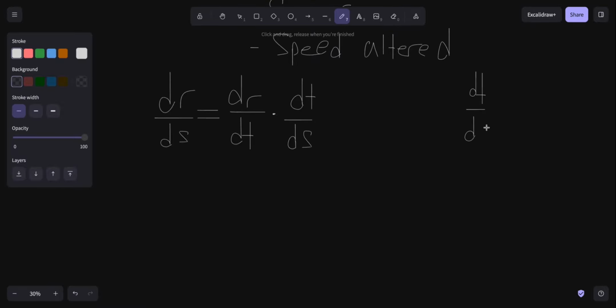dt over ds. Let me just flip that fraction real quick. All right, I know that's not really a fraction, but let me just flip it. So instead of dt over ds, I'm just going to write it as 1 over ds over dt. So I know that dr over ds is going to be equal to dr over dt, which we know is the velocity, right? So dr over dt, that's just going to be the velocity, r prime of t, and this is going to be divided by ds over dt.